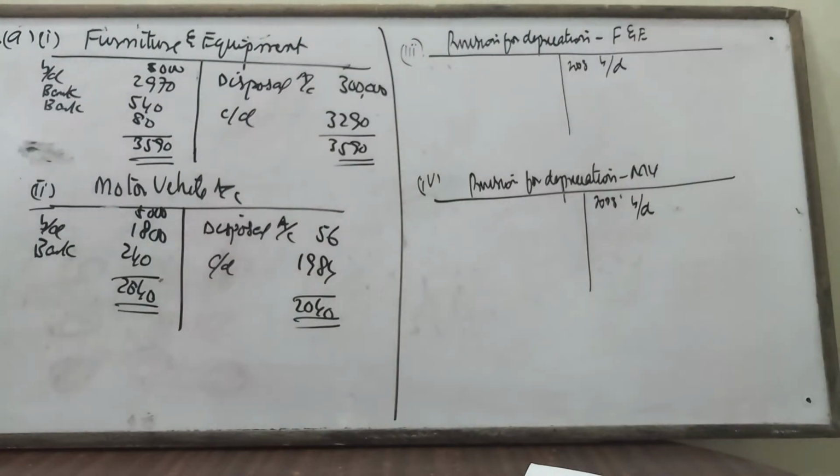furniture and equipment. So the opening balance of allowance for depreciation of furniture and equipment was 897,000. The figure is given in thousand. Similarly, the opening balance of provision for depreciation of motor vehicle is 840,000 from 2008.